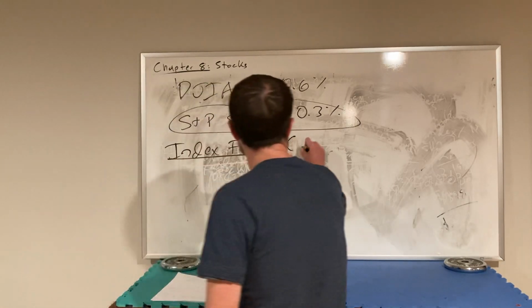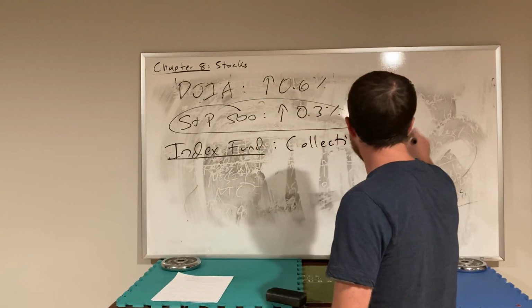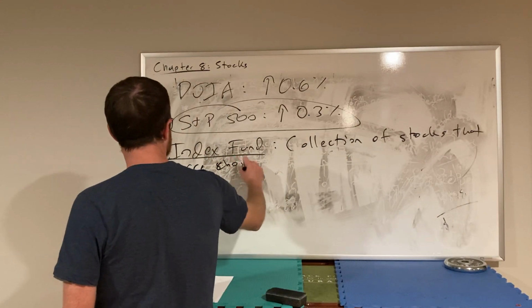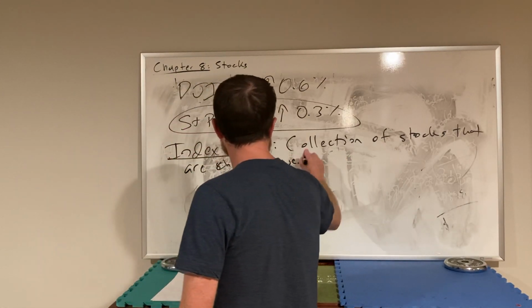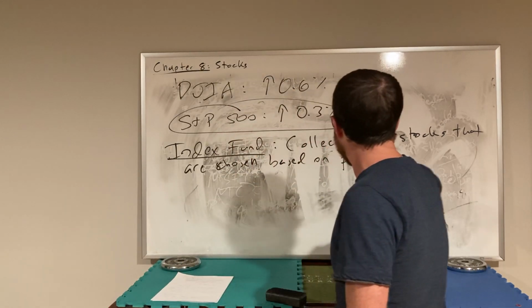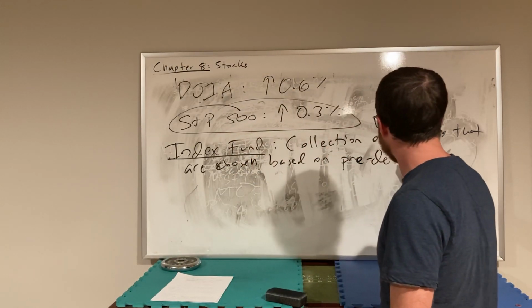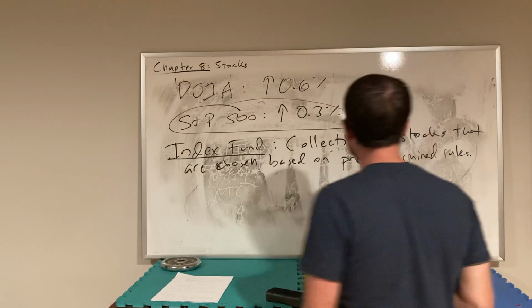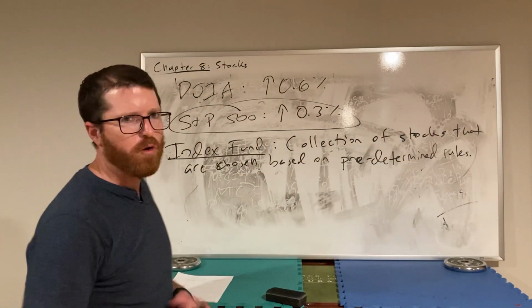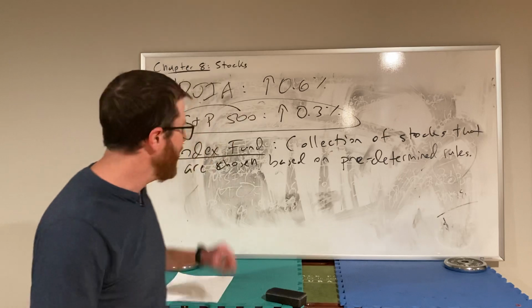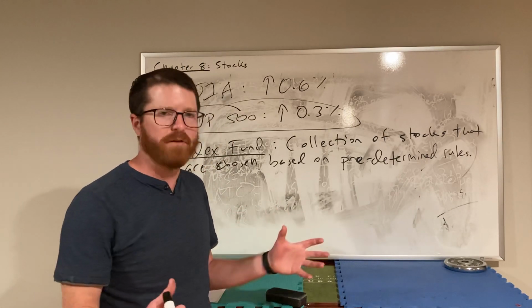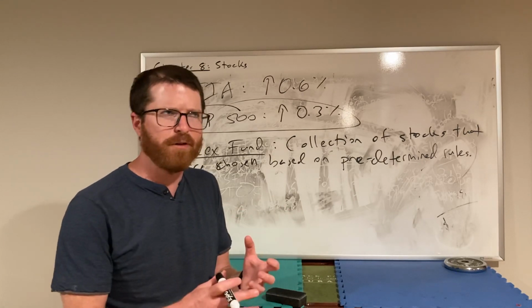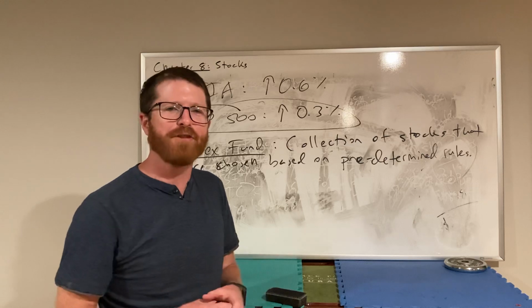An index fund is just a collection of stocks that are chosen based on predetermined rules. And what I mean by that is, there's not somebody going in and picking the stocks. There's not someone going in and speculating and saying, I think GameStop's going to go up, so I'm going to buy a bunch of GameStop or anything like that. An index fund is just a big pile of stocks, and it's chosen for a reason. There's an ethos in terms of why those stocks are chosen.